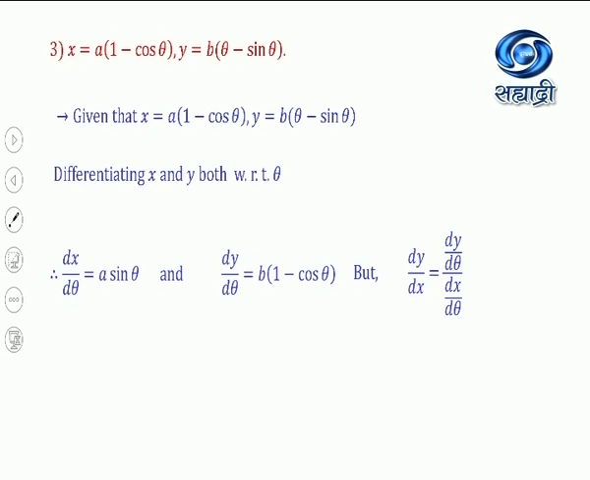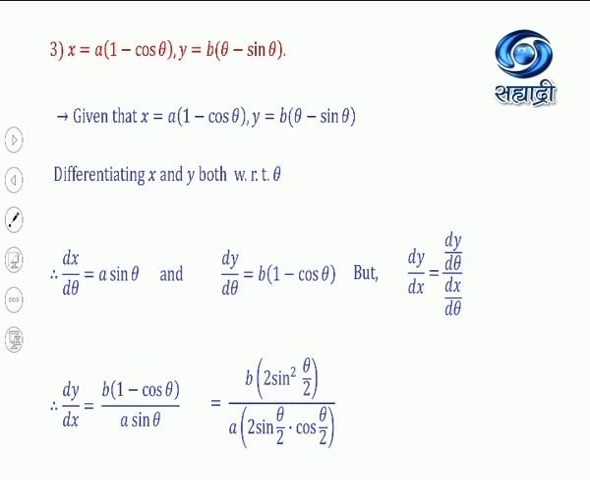Now we substitute the values here and we get b into (1 minus cos theta) upon a sin theta. Now here we use the half angle formula: sin theta is 2 times sin theta by 2 cos theta by 2. Also we put 1 minus cos theta equal to 2 sin square theta by 2, by using the half angle formula, and sin theta equal to this bracket, 2 times sin theta by 2 into cos theta by 2.